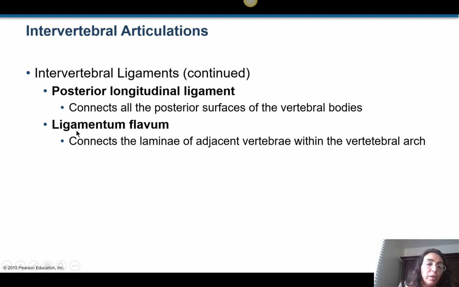And then ligamentum flavum connects the lamina of the adjacent vertebra within the vertebral arch. You remember, you have a body and you have an arch that comes from the pedicle, and following that you have the transverse process and it continues with the lamina, and then at the end on the posterior you have the spinous process, right? So this is an arch, and the ligamentum flavum is connecting the lamina of the adjacent vertebra.